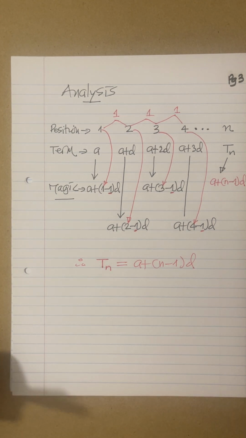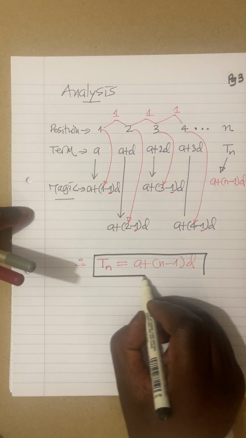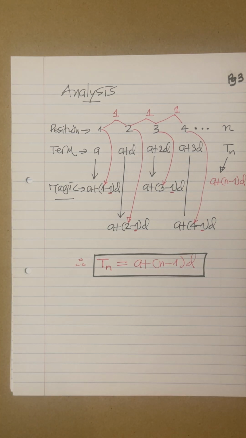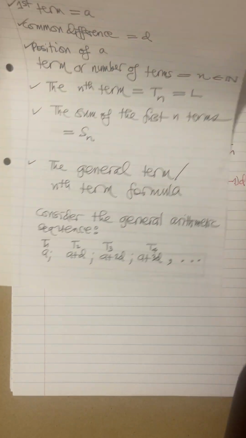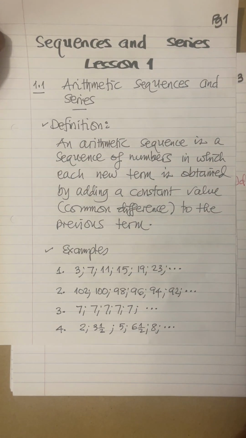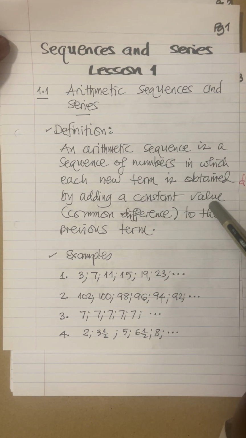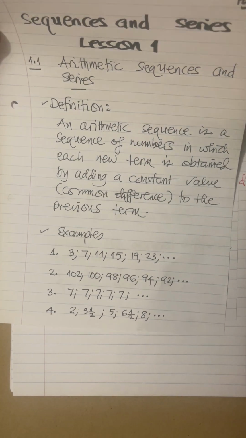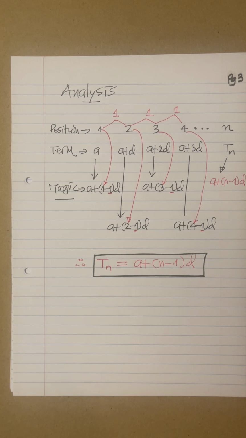All right, let me put this one in a rectangle because we are going to need this one. Here we go. That's the nth term formula obtained from the general arithmetic sequence, right? From this general arithmetic sequence here, a plus d, a plus 2d, and so on, obtained from the definition. What did we say is an arithmetic sequence? A sequence of numbers in which each new term is obtained by adding a constant value to the previous term, and that constant value is known as a common difference. So that's our d that we're adding each time. So that's our nth term formula.